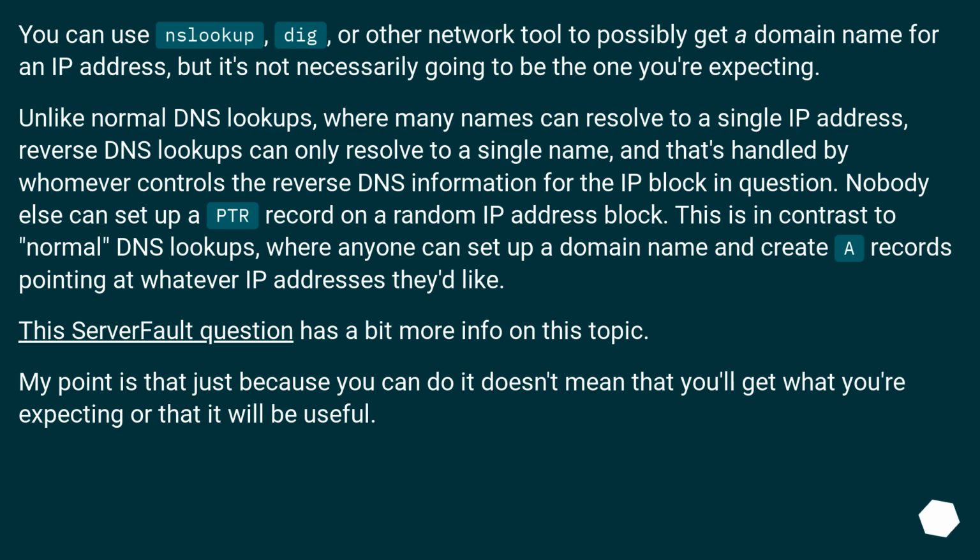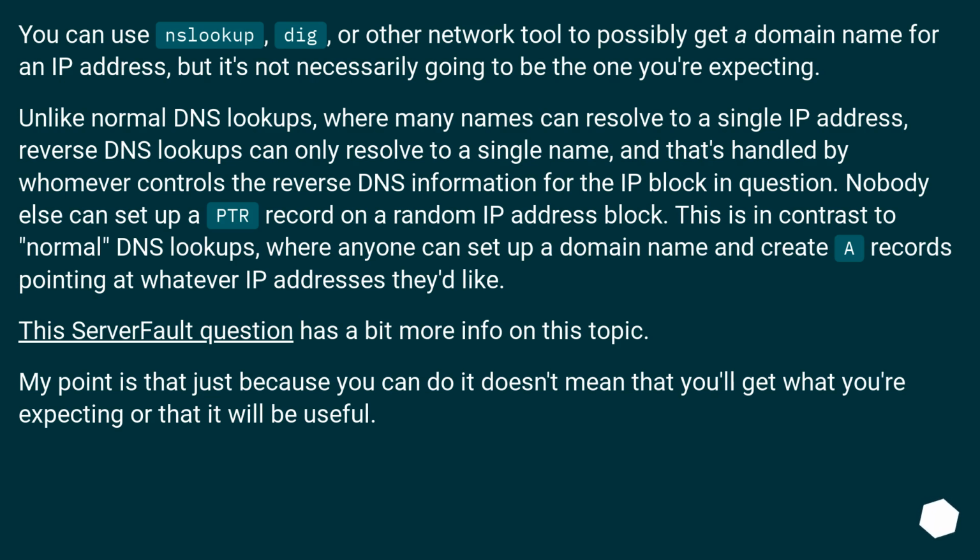You can use nslookup, dig, or other network tool to possibly get a domain name for an IP address, but it's not necessarily going to be the one you're expecting. Unlike normal DNS lookups, where many names can resolve to a single IP address, reverse DNS lookups can only resolve to a single name, and that's handled by whomever controls the reverse DNS information for the IP block in question.